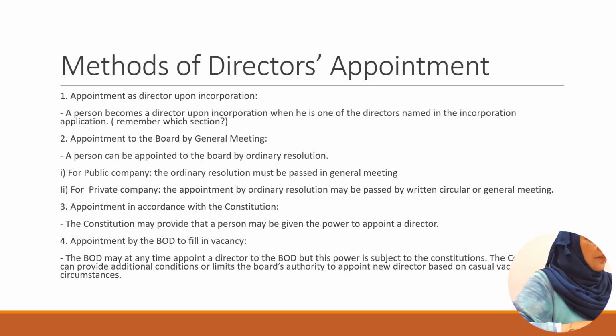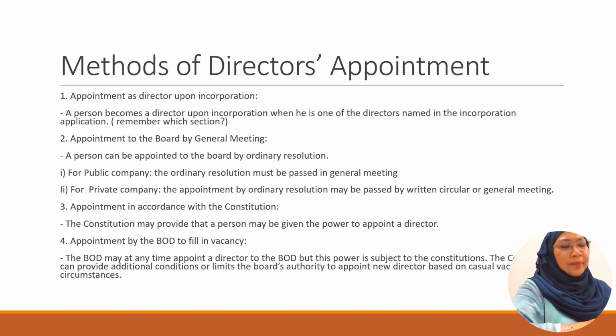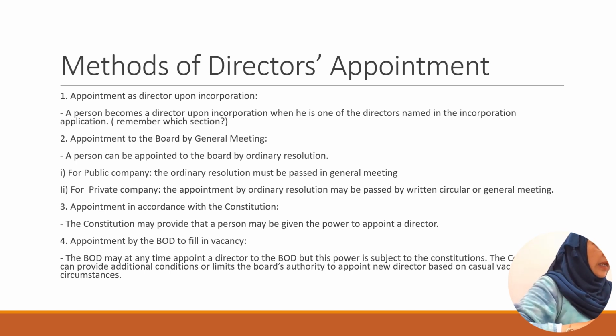Appointment of directors. You know that for a public company, you must have at least 2 directors, and alternate or substitute directors are not included in determining the minimum number of directors. For a private company, the minimum is 1 director at any one time. All directors must be natural persons, and must be 18 years of age.